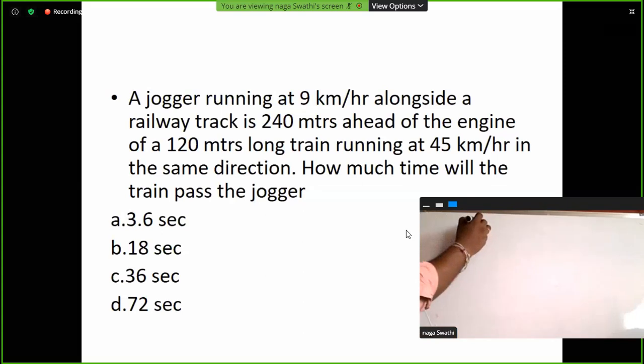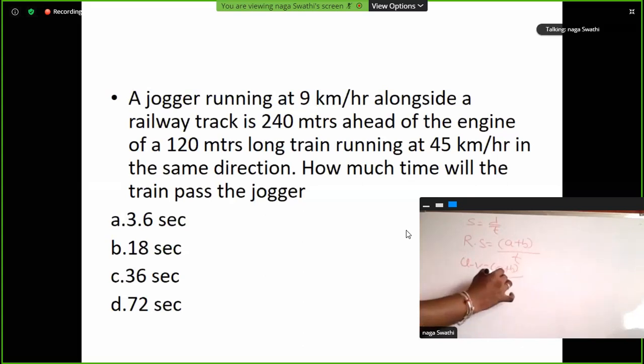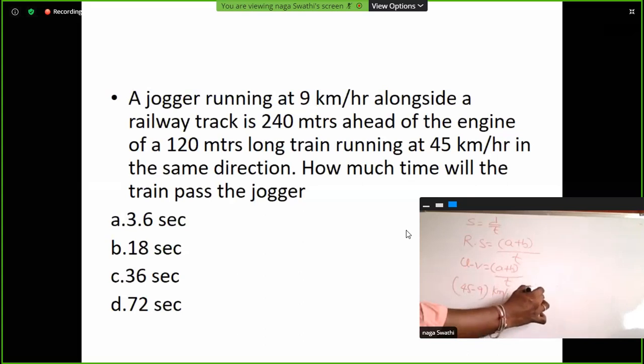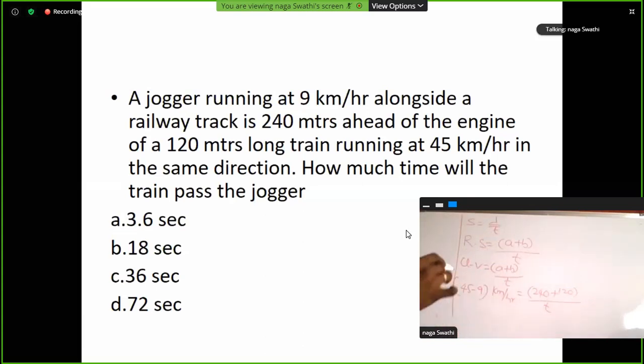Okay. So speed is equal to distance by time, relative speed. So here two objects are moving in same direction or opposite direction. Same direction. Relative speed u minus v is equal to a plus b by t. Okay. What is u value? What is v value? So 45 minus 9 kilometer per hour is equal to a value 240 meters plus b value 120 meters divided by t.